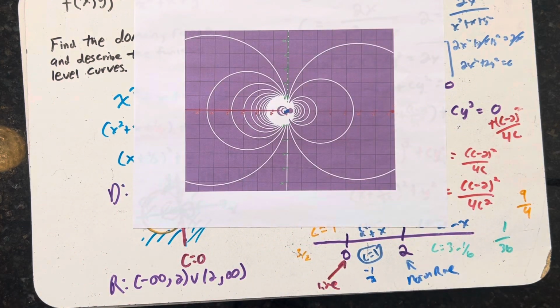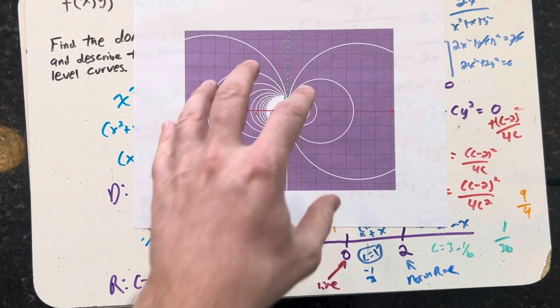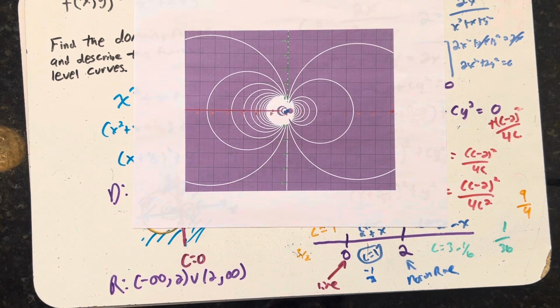And now the question to pose as we end this first video is, what does this function look like? We have a contour map of it. We have a topographic map of it. But what does that mean this function is going to look like? That's a good thing to think about as we go into the next video.